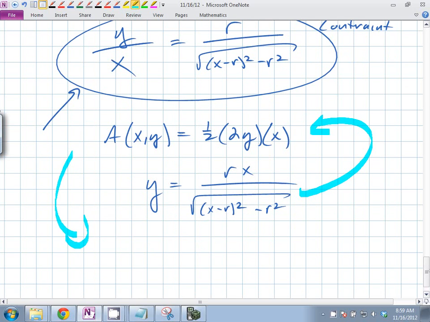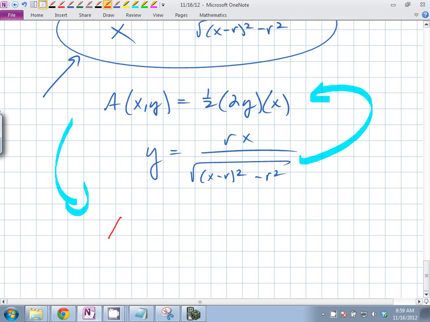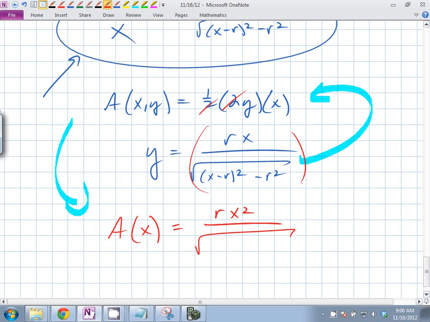Area in terms of just what? Yeah, R is treated like a constant, so it's just along for the ride. R is the number 8 for all intents and purposes. It doesn't change. So what is A of X going to be? 1/2, well, actually times 2, so it's just XY. You're absolutely right. So it's going to be RX squared all over, because I'm multiplying this whole thing by X, the square root of X minus R squared minus R squared.